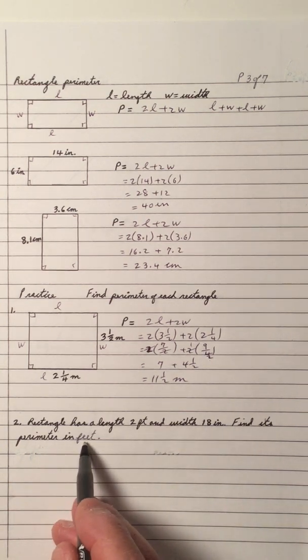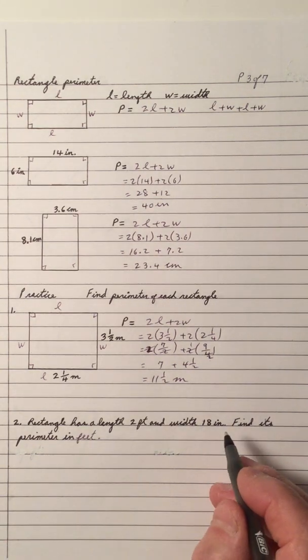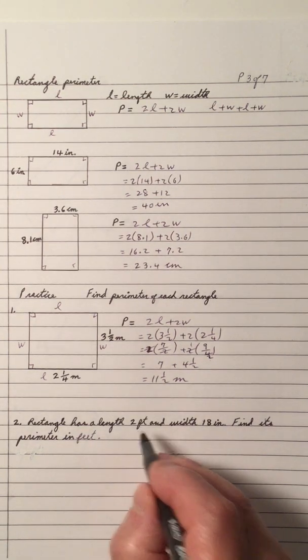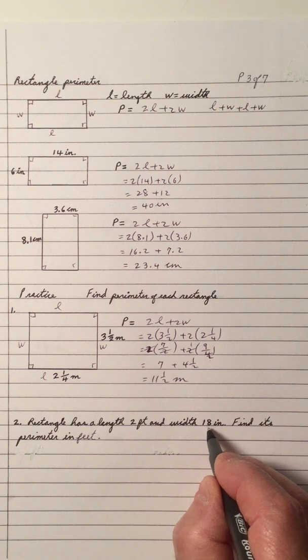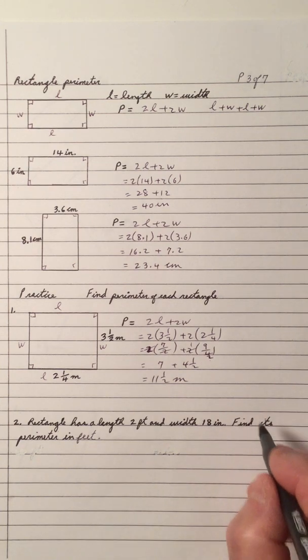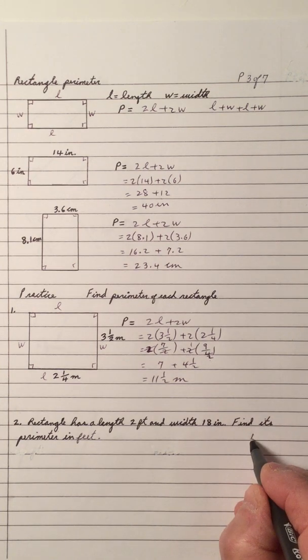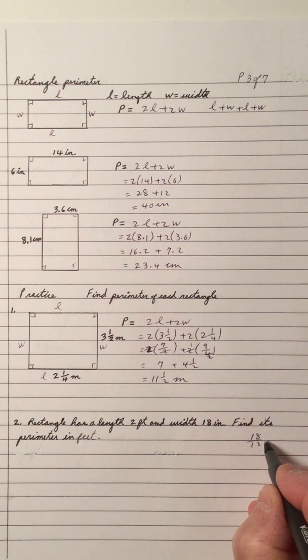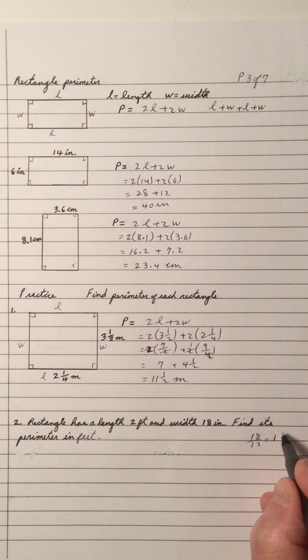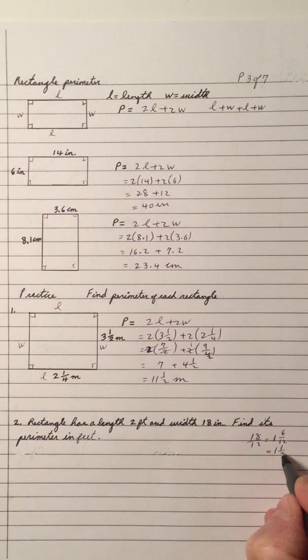Number 2, a rectangle has a length of 2 feet and a width of 18 inches. Find the perimeter in feet. So the perimeter is in feet, so the 2 feet is okay. So let's change the 18. There's 12 inches in a foot, so 18 into 12 is 1, and 6/12. So 6/12 is 1/2. So we can leave it as 1.5.